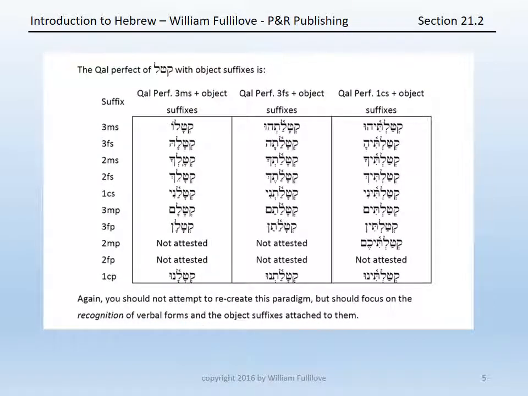The Qal perfect of qatal, then, with the addition of these object suffixes, forms the following three columns. To illustrate the first column above, we have the third masculine singular with the object suffixes: qetalo, qetala, qetalka, qetalek, qetalani, qetalam, qetalan. Then the second masculine plural and second feminine plural are not attested in the Hebrew Bible. And finally, the first common plural, qetalanu.